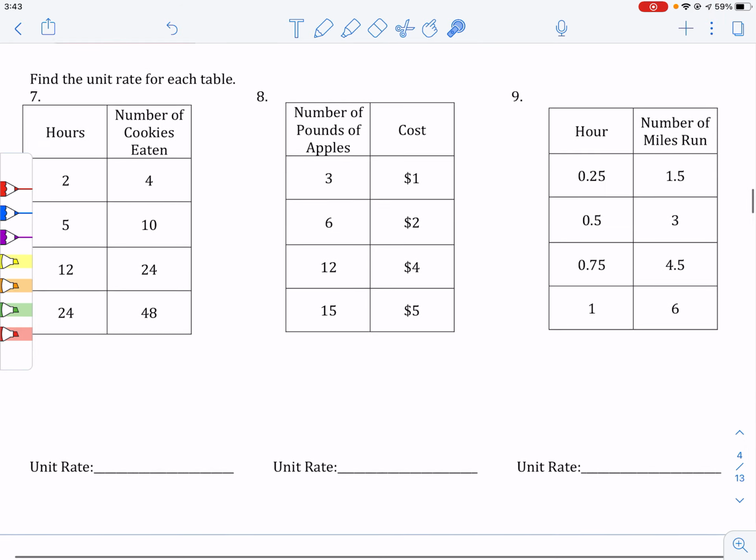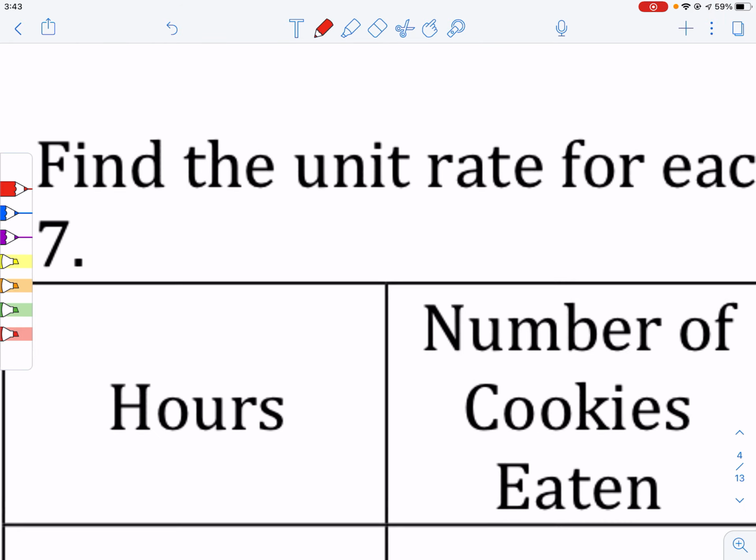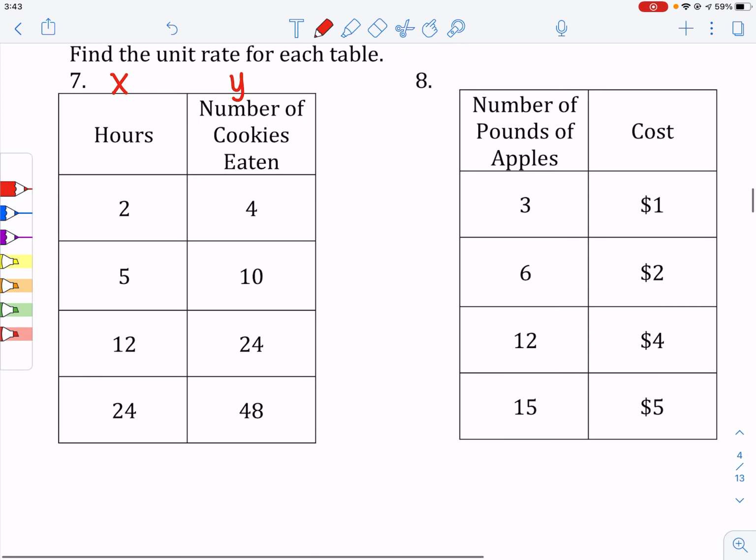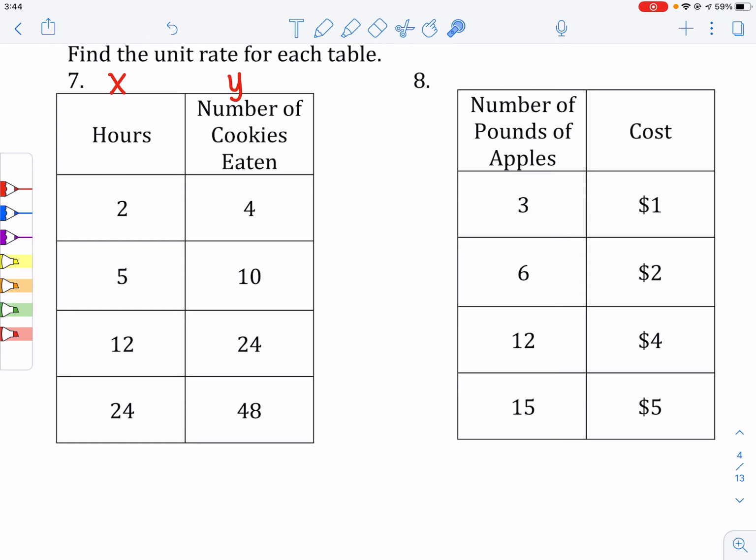All right, when I give you a table, it's similar, but instead of in a table, I'm just going to still divide, but when we do our dividing, we're going to always do the second number divided by the first number, because I want to know how many cookies we eat per hour. I don't want to know hours per cookie. So it just makes more sense to know how many cookies we eat each hour instead of saying how many hours we have per cookie.